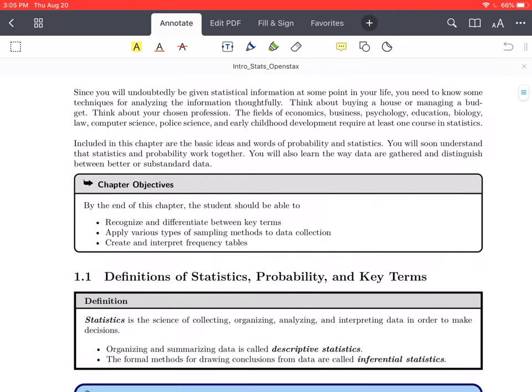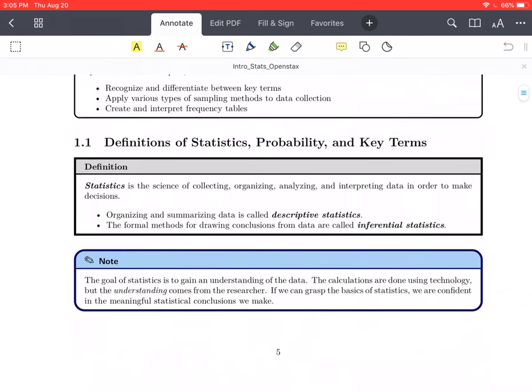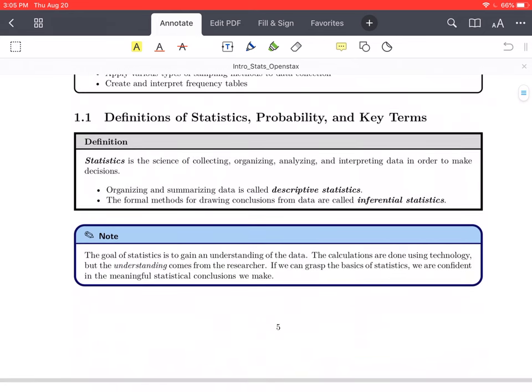Starting off, section 1.1, definitions of statistics, probability, and key terms. Statistics is the science of collecting, organizing, analyzing, and interpreting data in order to make decisions. Organizing and summarizing data is called descriptive statistics. And the formal methods for drawing conclusions from data are called inferential statistics.